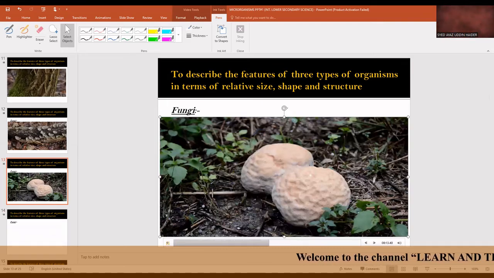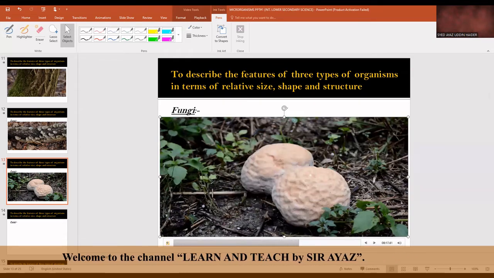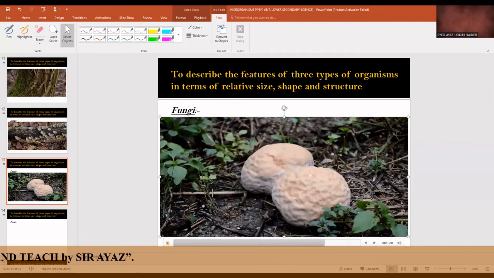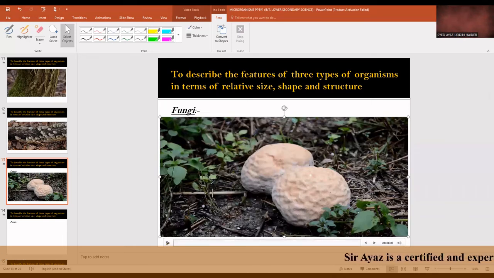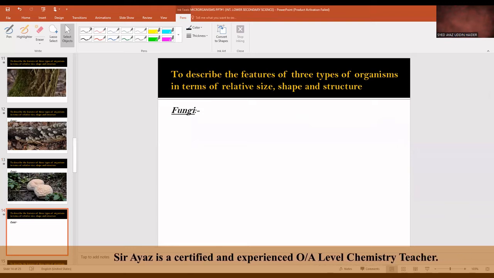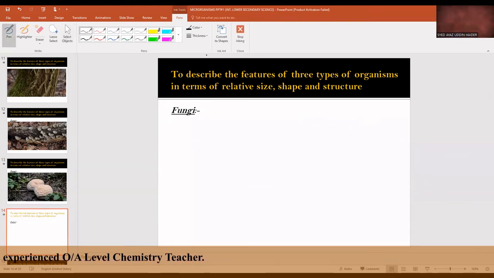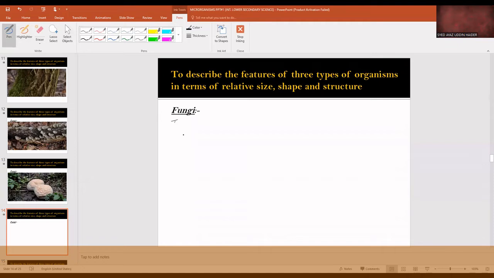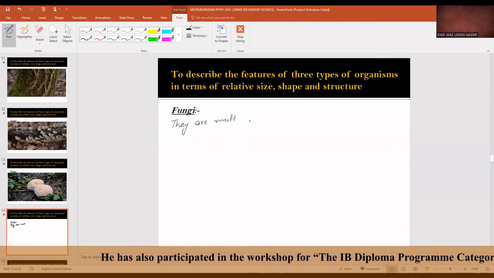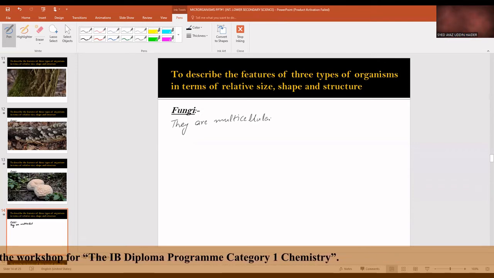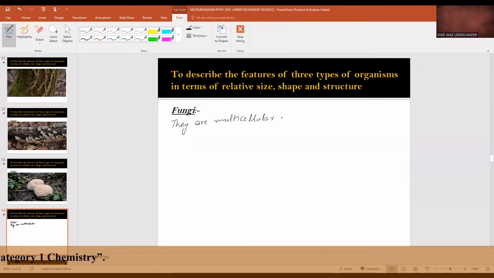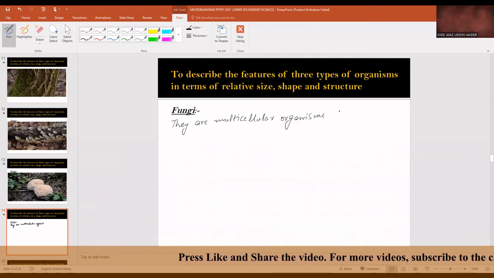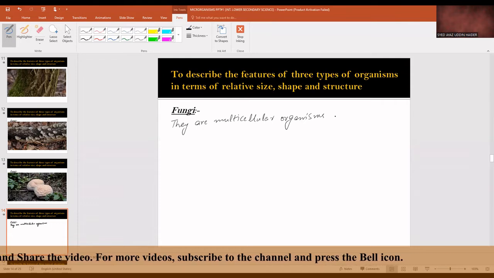Fungi are multicellular organisms and are heterotrophs. What are heterotrophs? Heterotrophs cannot make their own food. They feed on organic matter, including molds, yeast, mushrooms, and toadstool. They are multicellular. Multicellular means they are made up of more than one cell. And are heterotrophs.